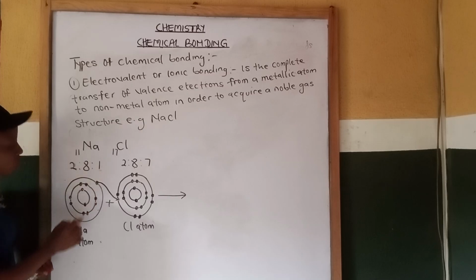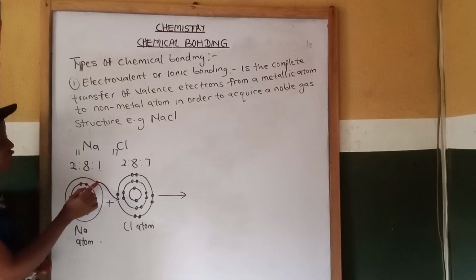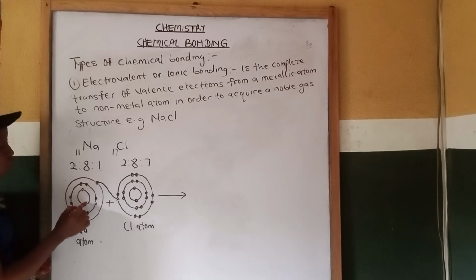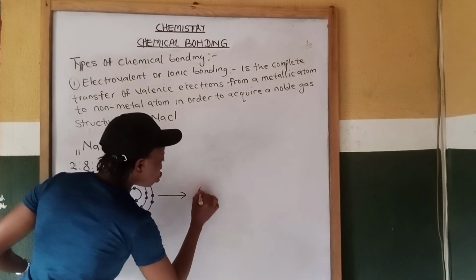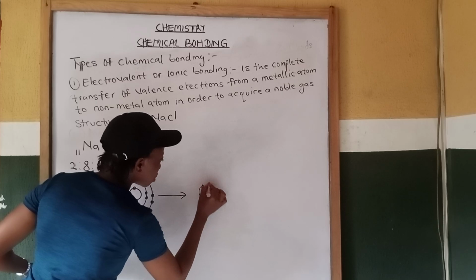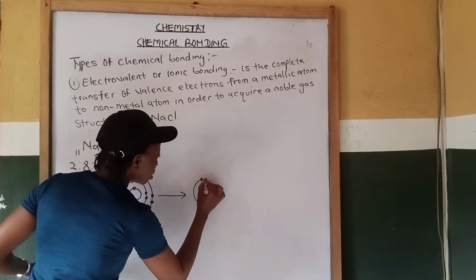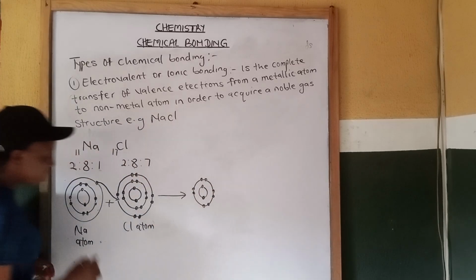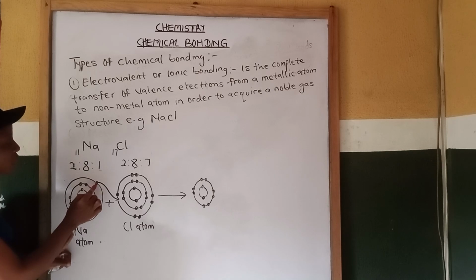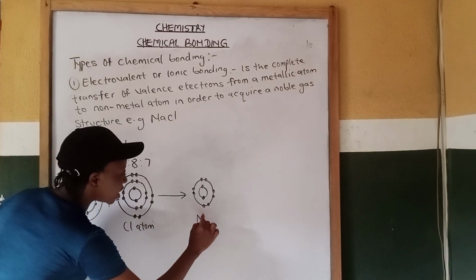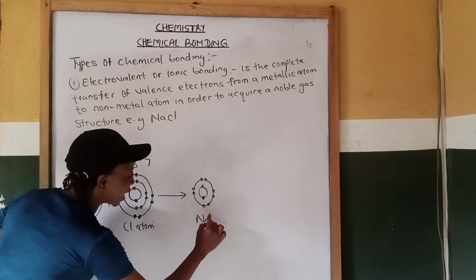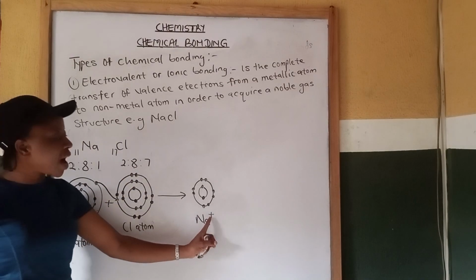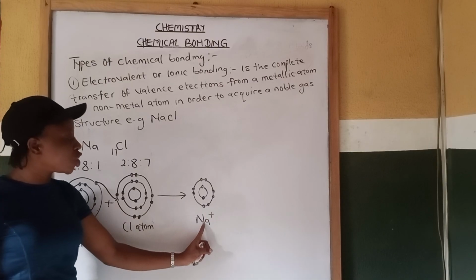By the time sodium transfers this 1 electron to chlorine, it will reduce to 2, 8, because this shell will be totally eliminated once the electron moves out of it. So the structure will reduce to 2, 8. There is a loss of 1 electron, and loss of 1 electron will make sodium become an ion. So it will become a sodium ion. This is the 1 electron that sodium has donated.